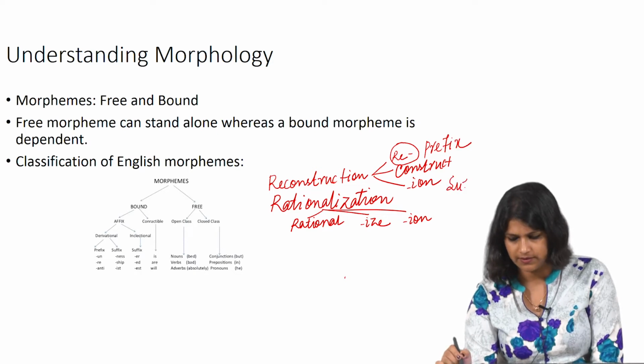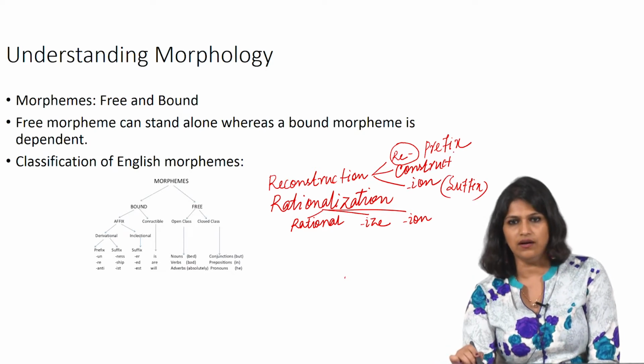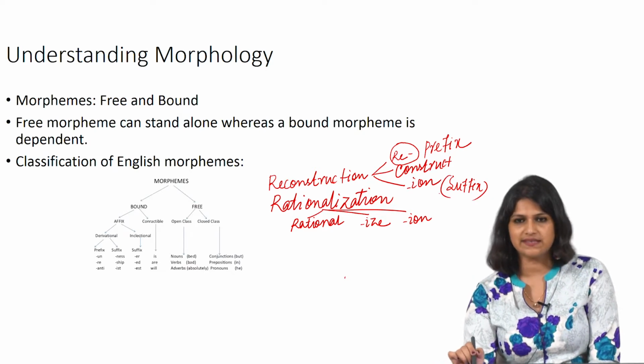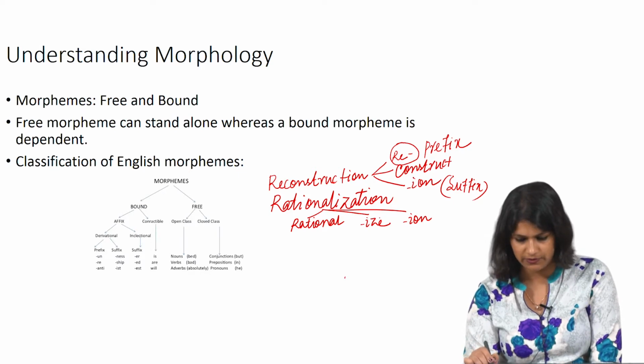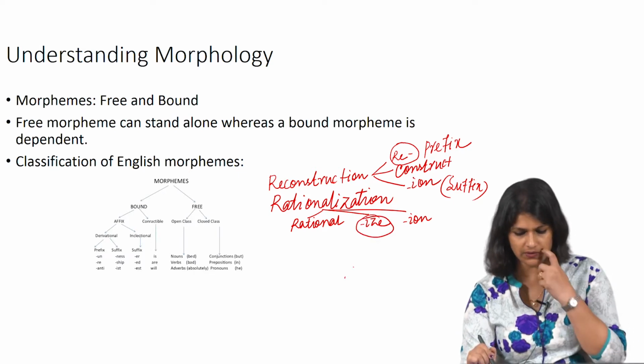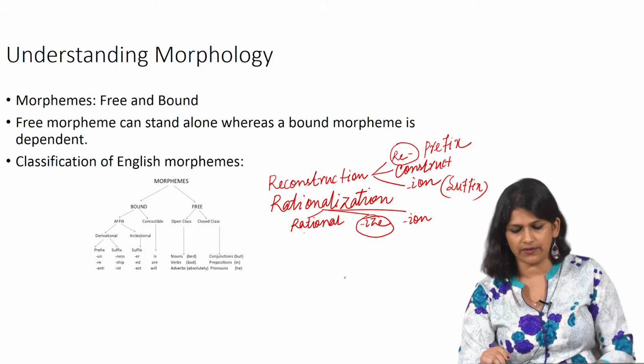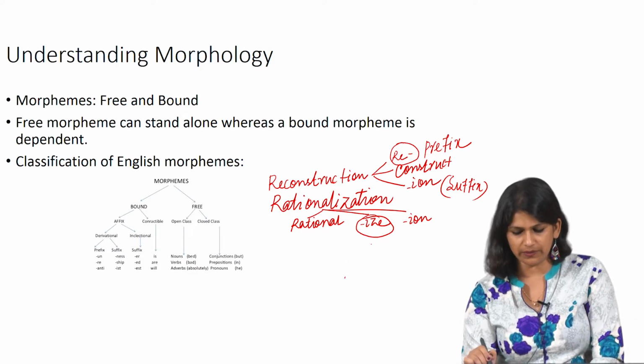"-ion" is a suffix. Why? Because the prefixes occur before the root word and the suffixes occur after the root word. So, now you tell me, what is the root word in "rationalization"? The root word is "rational". So, what will be "-ize"?